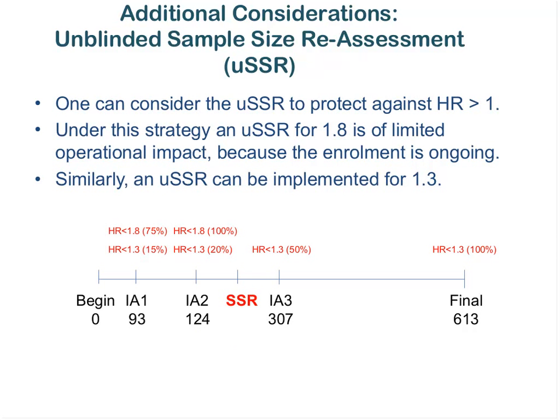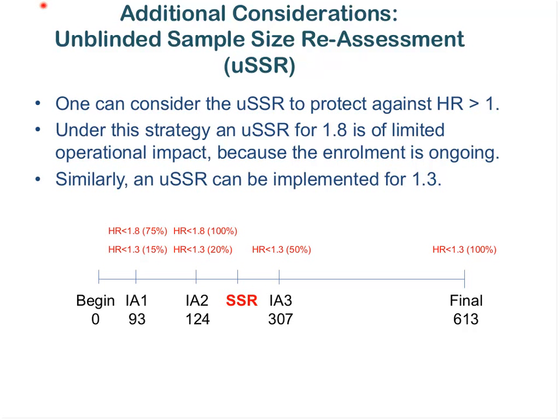And with this type of strategy, we keep on enrolling to accomplish 1.3 anyway. So this sample size reassessment will be coming in terms of additional number of events. We're enrolling patients. We keep on enrolling patients anyway. We can do the similar thing for 1.3, if it turns out that the true hazard ratio is greater than 1, but then you would have to consider enrolling more patients and accruing more events than 613.